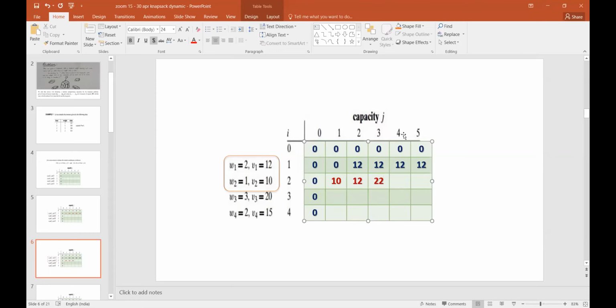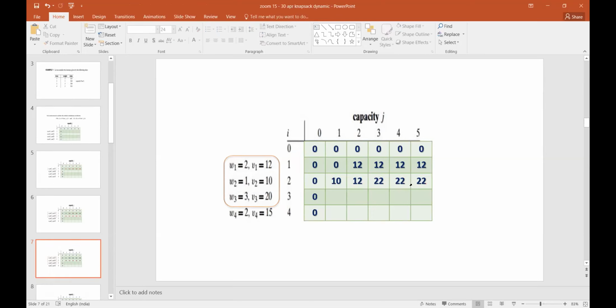If the capacity becomes 4 kg, I have already put both the objects. Even though the capacity increases, I do not have any other objects in my hand. If I put both the objects again, the profit remains the same, 22. Like this. I think you are getting the concept. It is clear. So we have come till this point now.